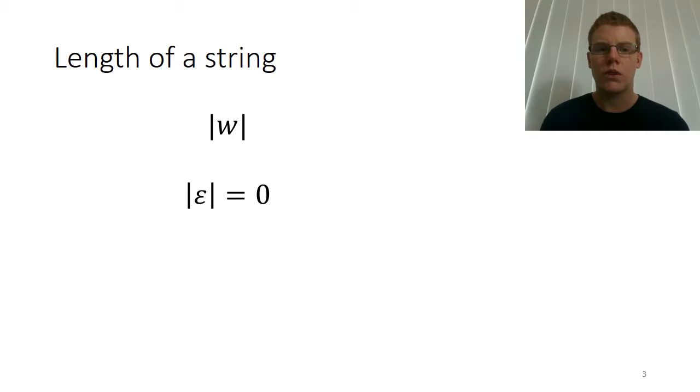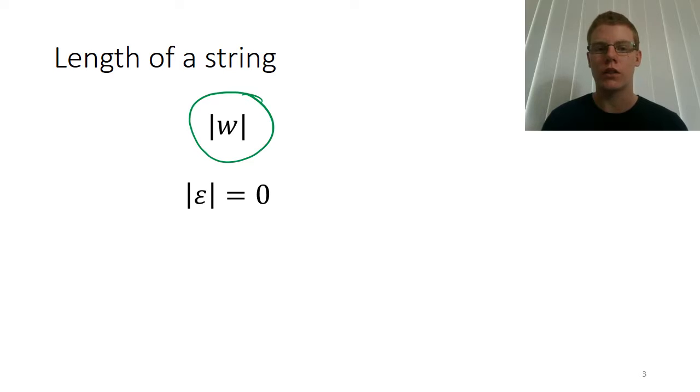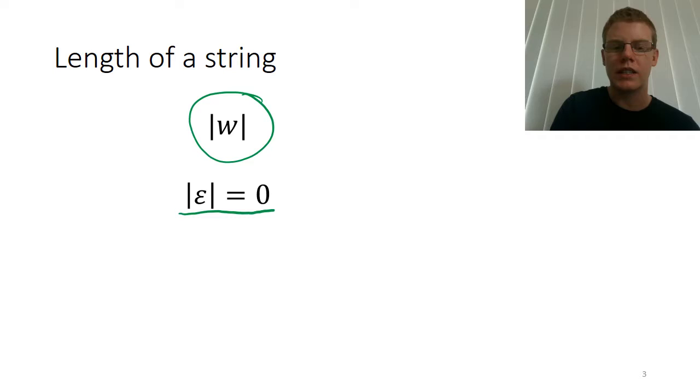So the first operation or property that we're going to talk about is the length of a string. So we denote that using the same norm that we use in a lot of other mathematics, and that's the two vertical bars either side of the thing that we want to find the size of, or in this case the length of. So the first thing that's important to know is that the length of the empty string is 0.